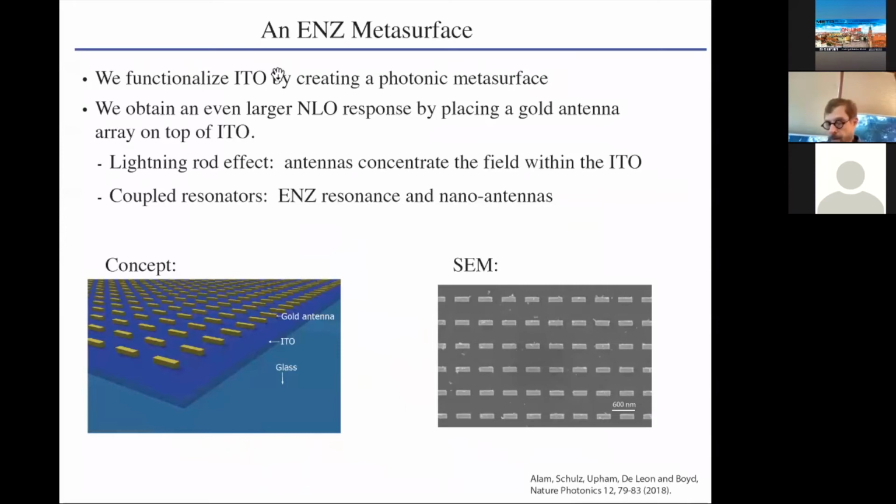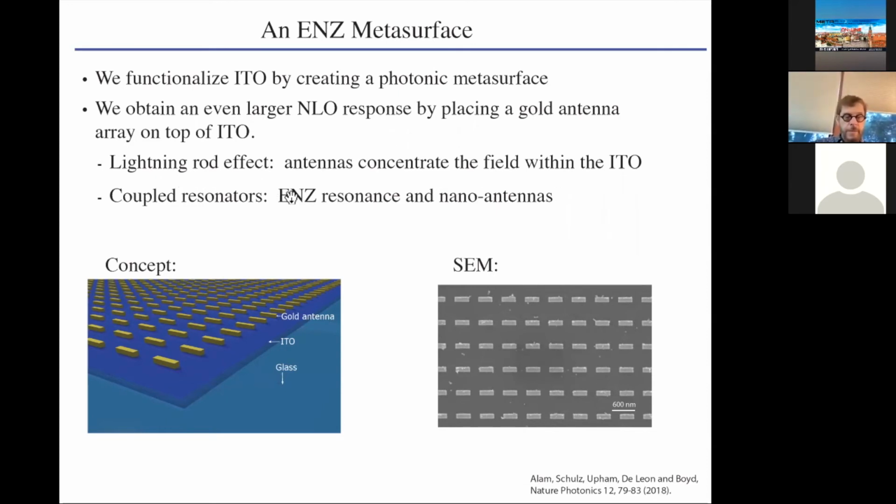Okay, next topic that I wanted to talk about is a metasurface. We took our indium tin oxide and we created a metasurface. We did so by depositing an array of gold nanoantennas on top of the indium tin oxide, which was sitting on glass. And here is a micrograph image of what we had for our work. Now, what we found is that this structure had an even larger nonlinear response than the ITO itself. And then the question is why?